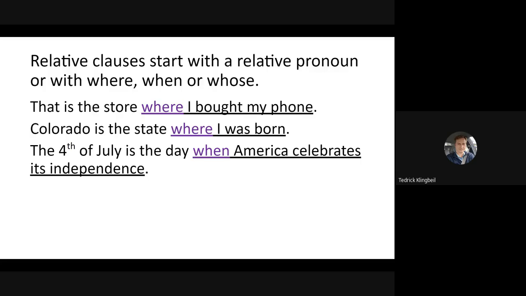Very good. And the 4th of July is the day when America celebrates its independence. Why don't we change it to September 23? Saudi Arabia celebrates National Day. Go ahead and try it. Okay, the 23rd of September is the day when Saudi Arabia celebrates National Day. Okay, very good.